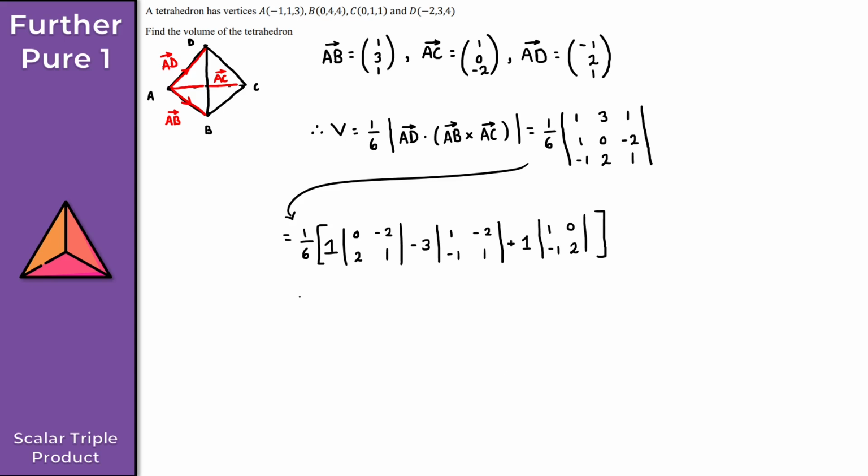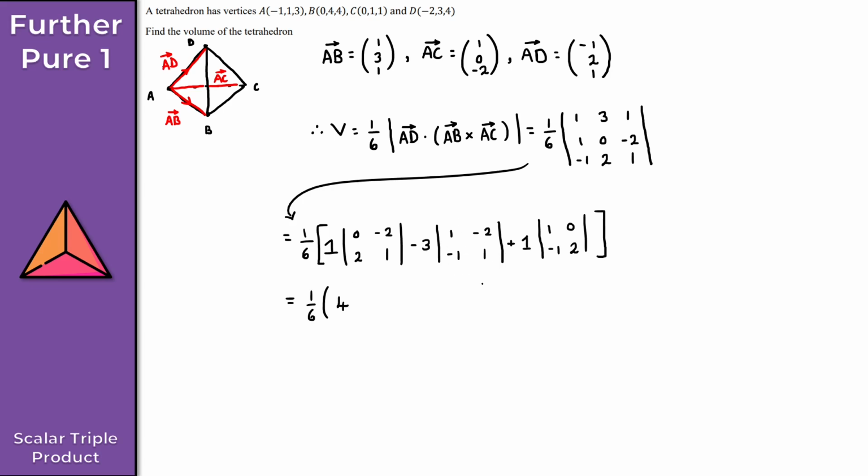So in that case then, let's evaluate the square bracket here. So get 1 over 6 on the outside. Inside the square bracket, what I get then is 1 times this 2 by 2 determinant here. So this is 0 times 1, which is 0, minus 2 times 2. So that's going to be 4 there. Okay, so I get 4.